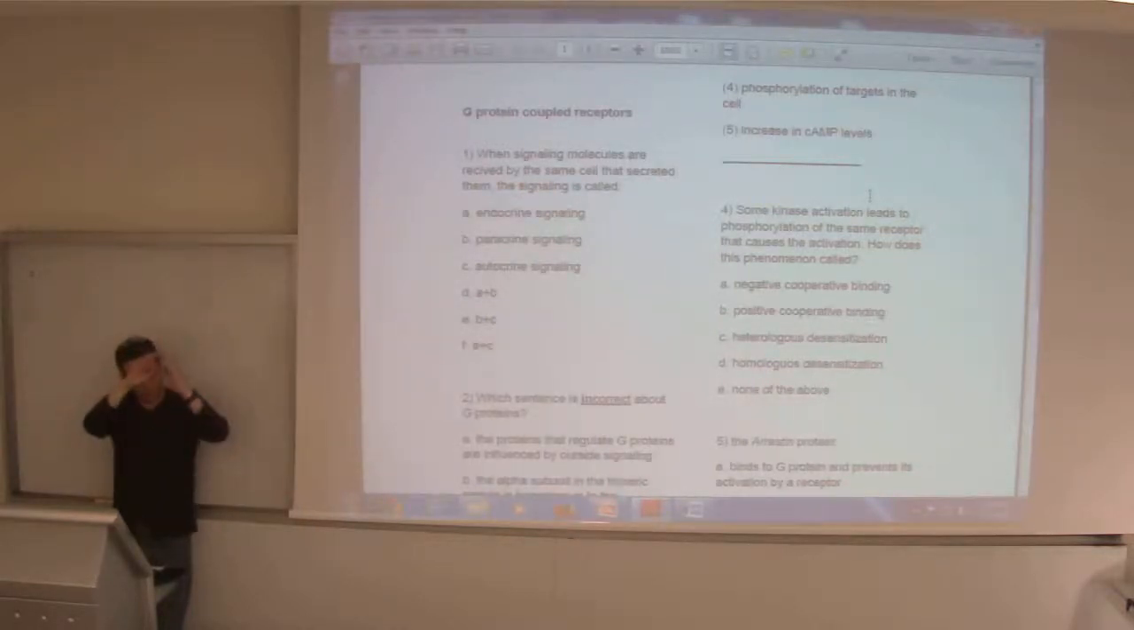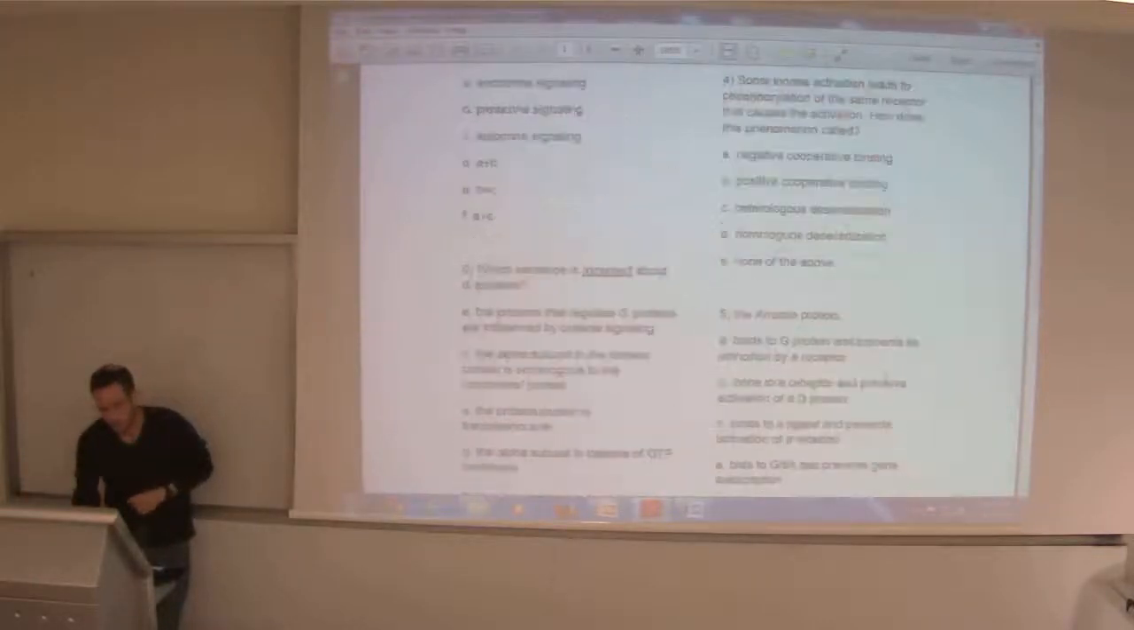The first kind is called homologous desensitization. So the right answer here is B, because it's inside the same pathway, hence homologous, as opposed to heterologous desensitization, which is when the kinase phosphorylates the receptor that initiates its activation, but also other receptors in the whole membrane. Right, so 4 is B.